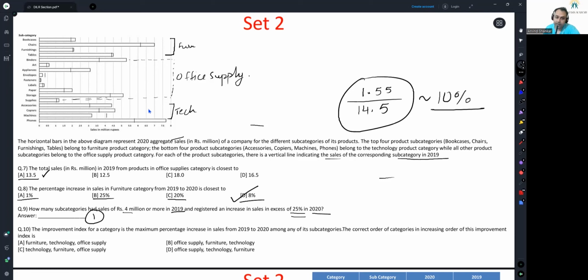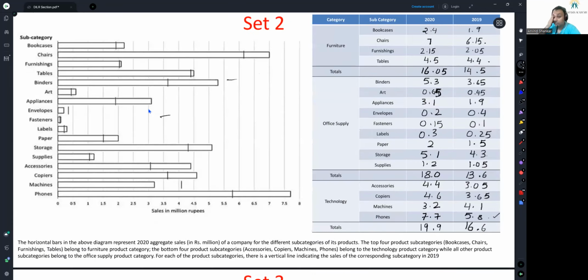Last one, the improvement index for category is the maximum percentage increase in sales from 2019 to 2020 among any of its subcategories. The correct order of categories in increasing order of this improvement index. Correct order. Okay. Or increasing order. Increasing order. Okay. Let's see. The greatest increase that is happening in furniture is for furnishings. We are moving from 2.05 to 2.15. So the increase is 10 by 205. This is the representative for furniture.